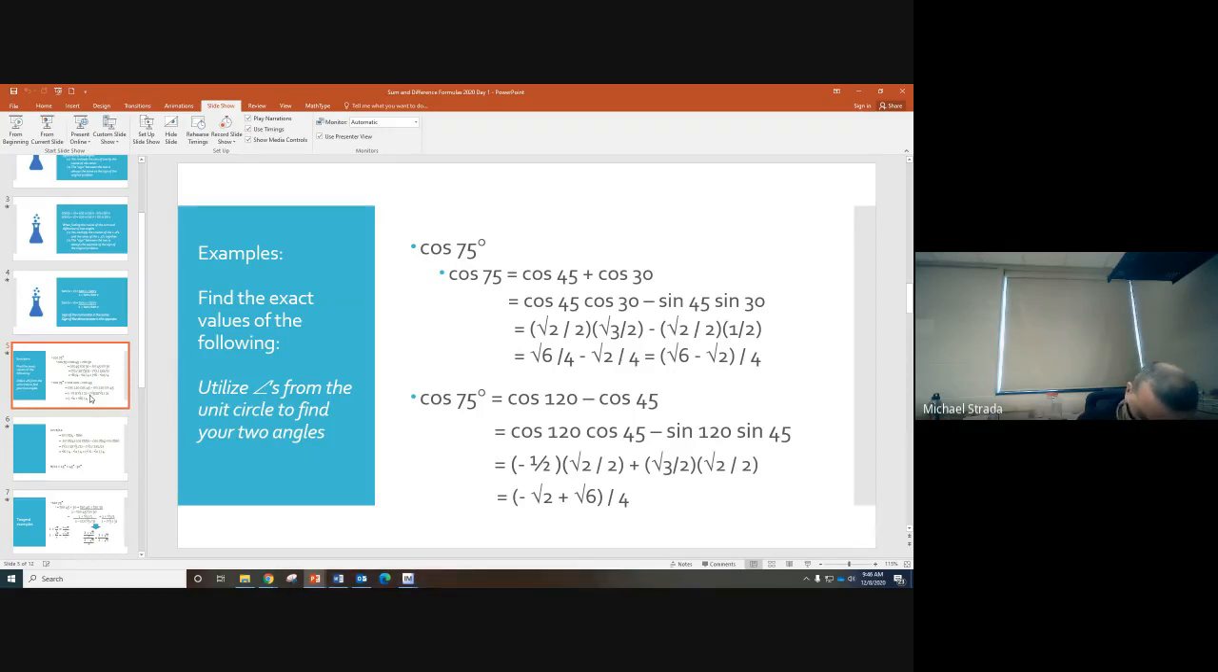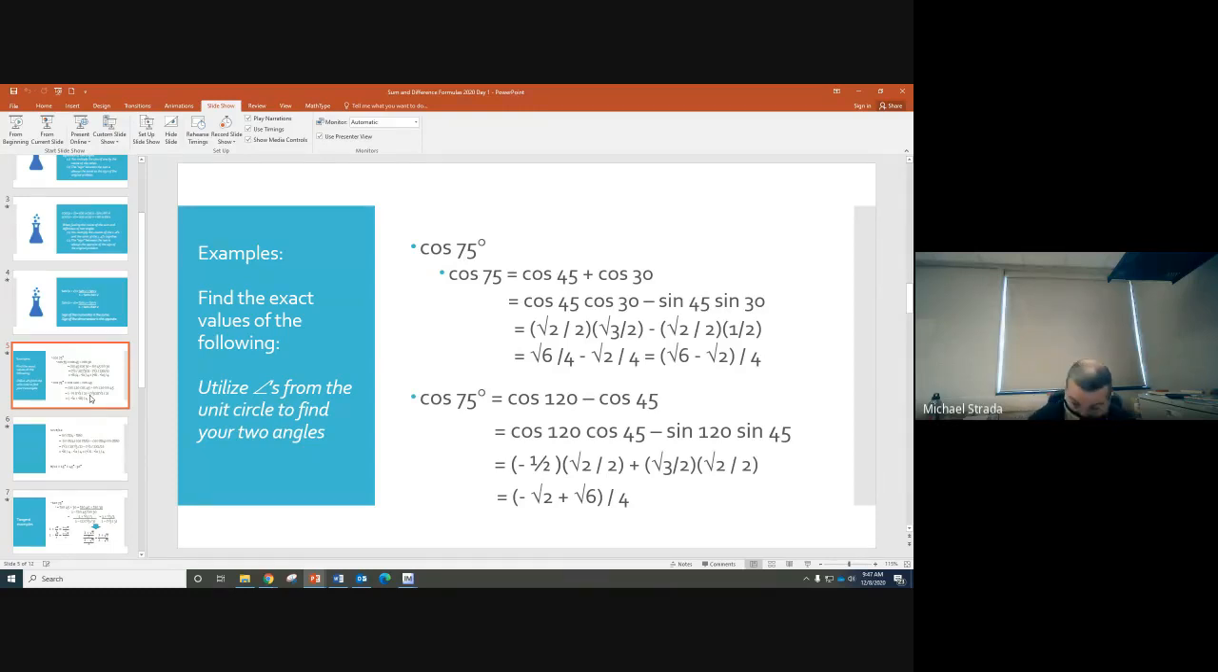The cosine of 120 is negative 1/2. Cosine of 45 is root 2 over 2. The sine of 120 is root 3 over 2. The sine of 45 is root 2 over 2. And then I'm going to have negative root 2 over 4 plus root 6 over 4, which is negative root 2 plus root 6 over 4. Those answers are the same.